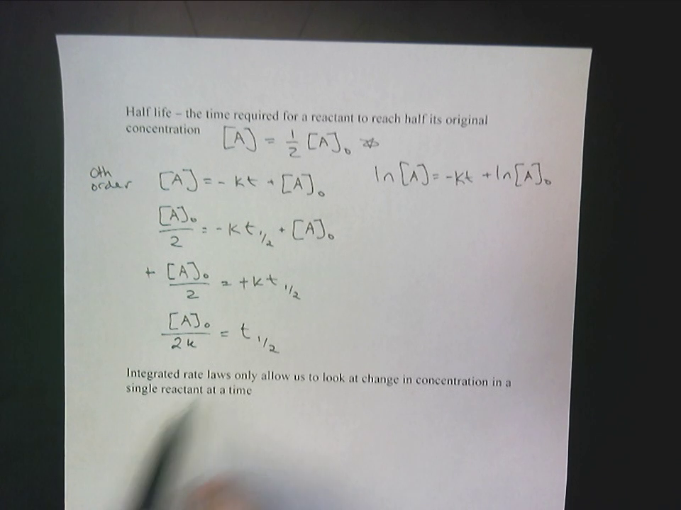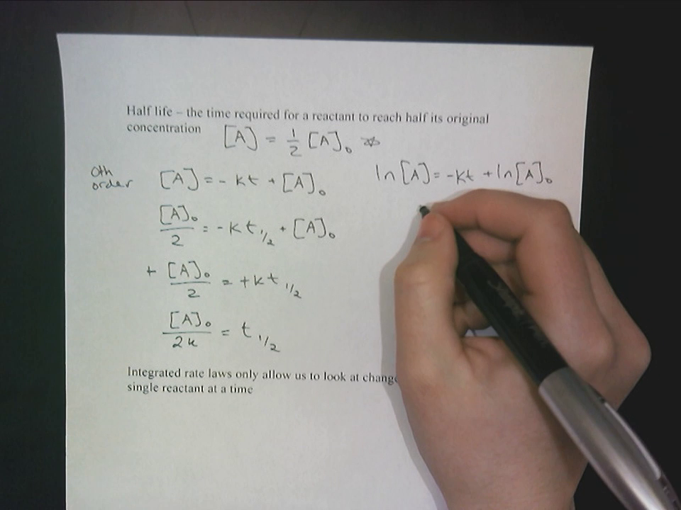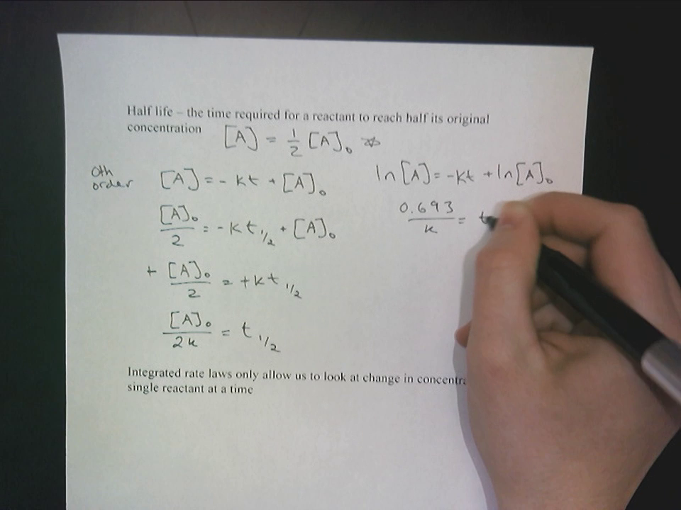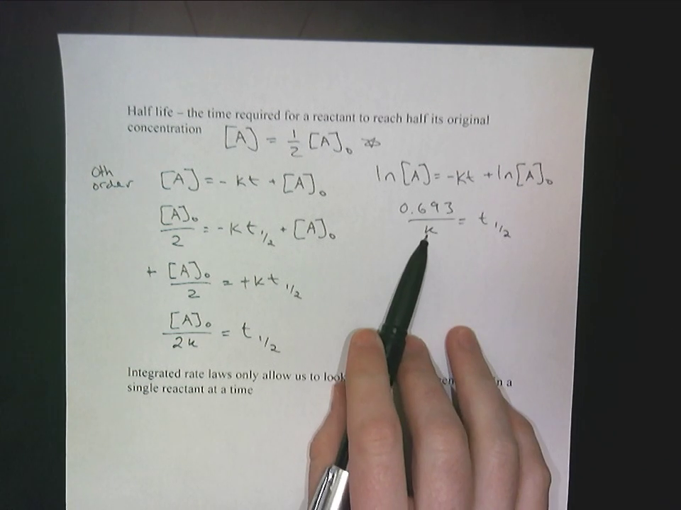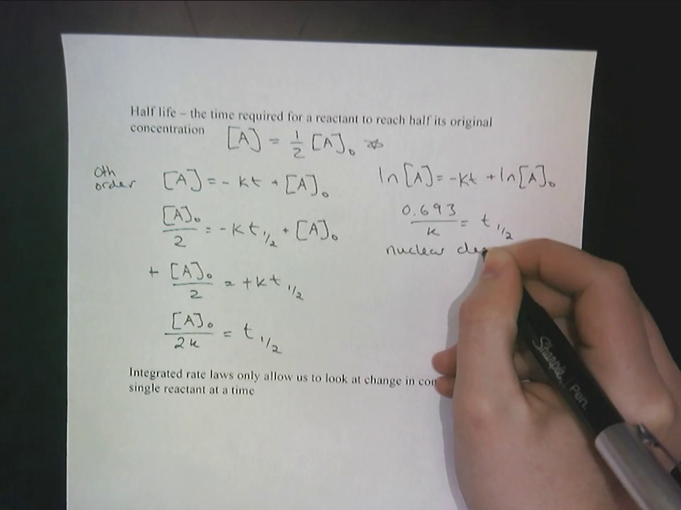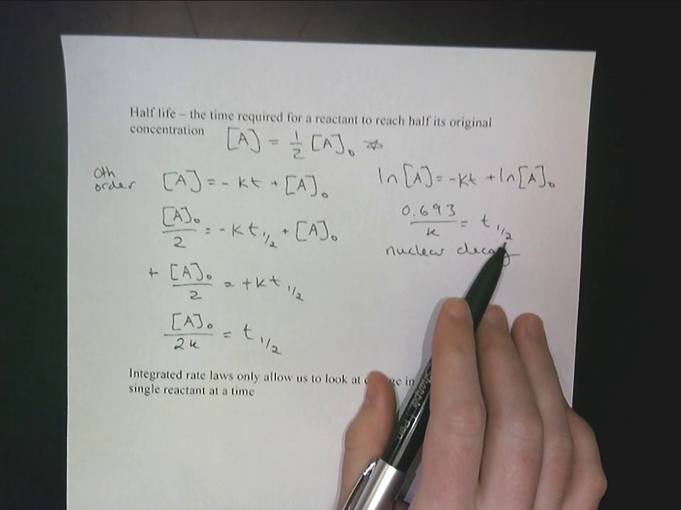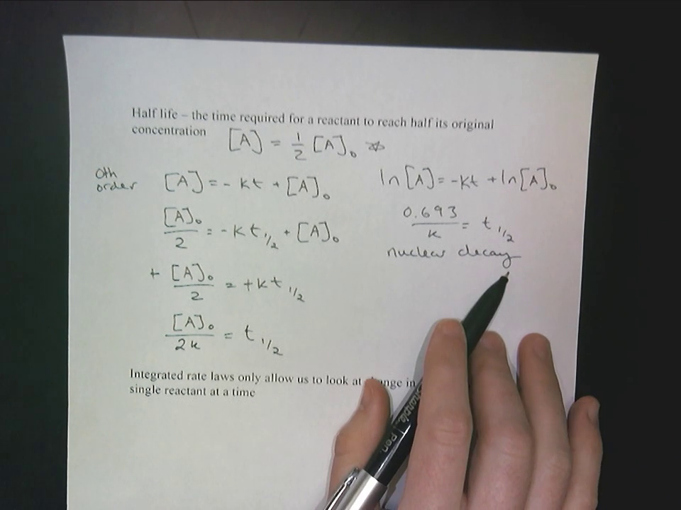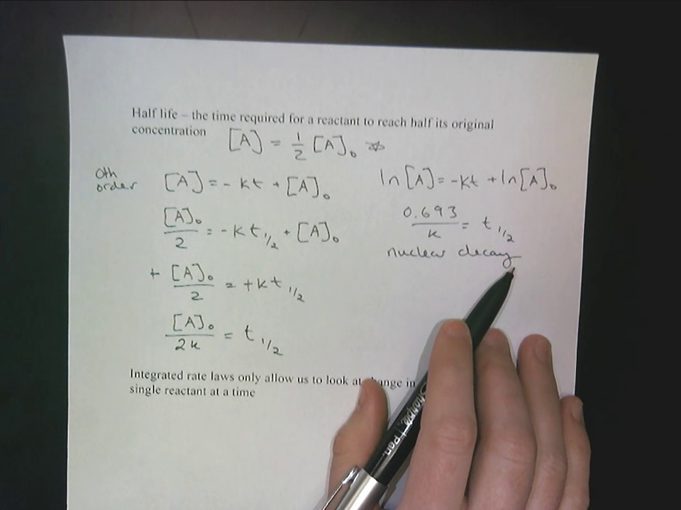Okay, so you can do the same derivation I just did for 0th order if you want. But I'll tell you that the answer ends up being 0.693 over k equals t 1/2. You'll note that then a first order half-life is not dependent on the starting concentration. This is the kind of half-life that most of you are used to talking about and used to seeing. It's a constant half-life. That time will always be the same no matter what you start with. This is the type of half-life we're talking about when we're talking about nuclear decay. That's a first order decay.